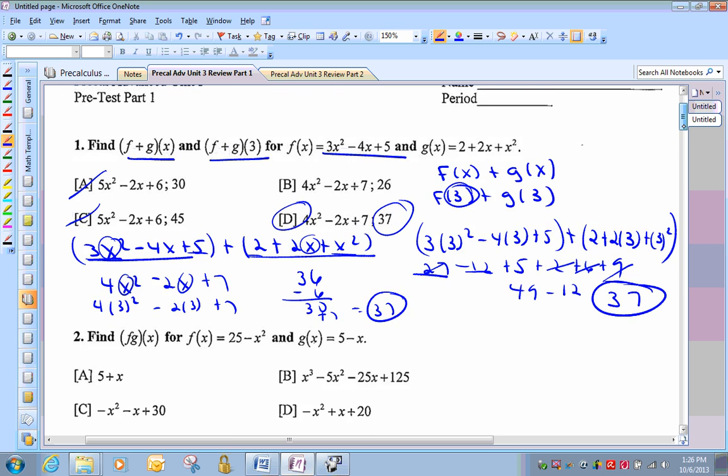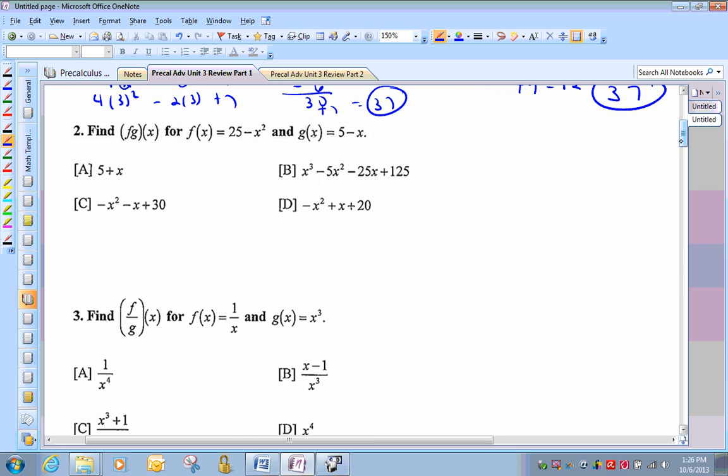All right, let's go into the next problem. Now we're going to find f times g of x. So again, we're going to go f of x times g of x. So we're going to have f of x, which is 25 minus x squared, and we're going to multiply times 5 minus x. And then it's just old-fashioned FOILing.